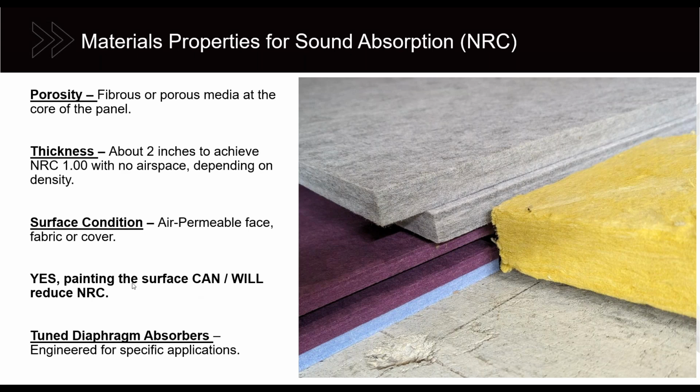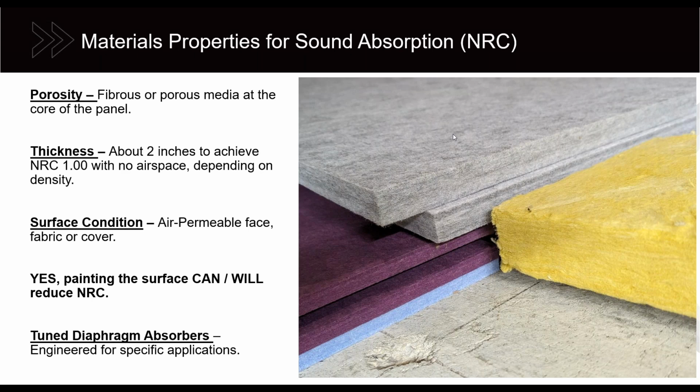The surface is very critical. That surface needs to be air permeable so that the sound waves flow through the surface and are absorbed by the core. Yes, so painting the surface of an acoustical wall panel, especially a very thick latex paint, multiple coats with a big woolen roller, regardless of what anyone tells you, that will reduce the effective NRC rating.